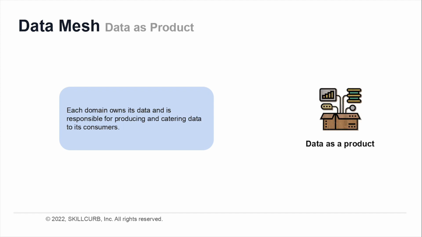The second principle centers around treating data as a product rather than just as an asset in an organization. This works in conjunction with distributed domain ownership of data. Now that each domain owns its data and is responsible for producing and catering data to its consumers, it is expected to be high quality, fresh, and trustworthy.